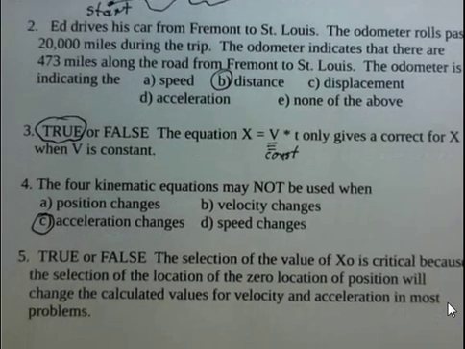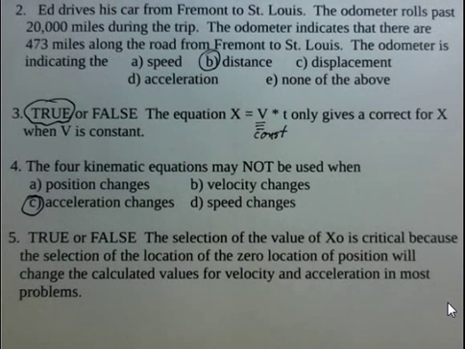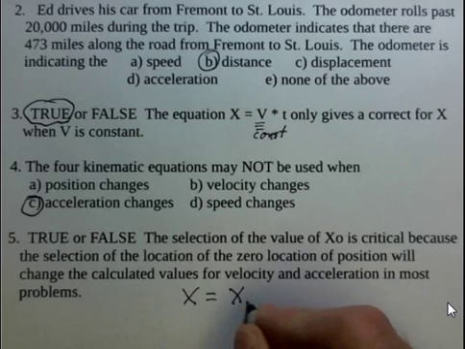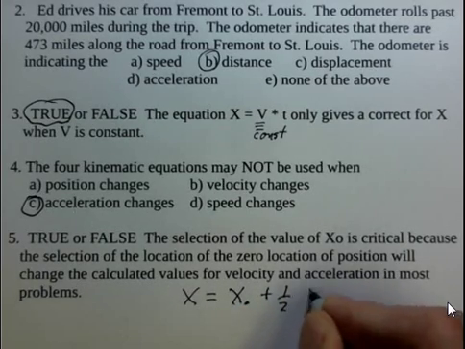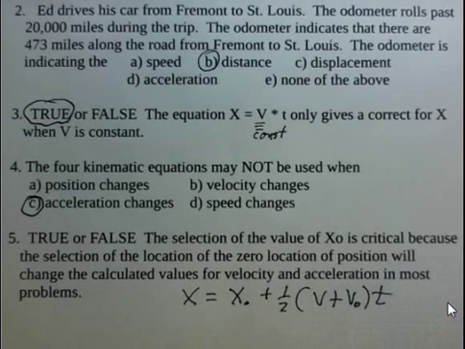So, next one here, true or false. The selection of the value of x naught is critical, the initial position when time is equal to 0. It's critical because the selection of the location of the 0 location will change the calculated values, give us a different concept of what's happening in the problem. So, perhaps I pick this kinematic equation, x equals x naught plus 1/2 times the final velocity plus initial velocity, multiplied by the time interval.